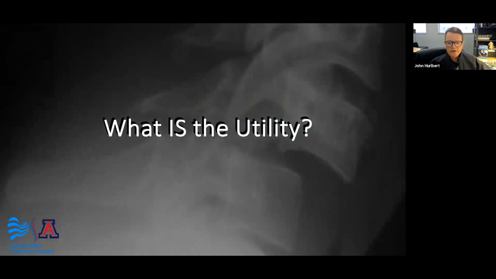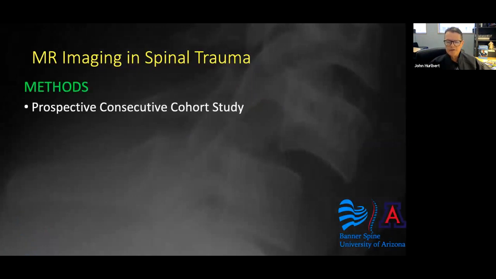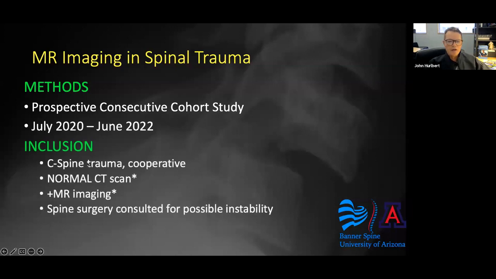Well, because of all of this smoke and mirrors, we tried to look at this from a different way here at the University of Arizona. We looked at a prospective consecutive cohort study. What that means is that these patients were entered as they came in a registry with a specific research hypothesis in mind. This was from July 2020 to June of 2022. The inclusion criteria were any patients with C-spine trauma who were cooperative and had a normal CT scan, then went on to have positive or abnormal MR imaging, and in which spine surgery, us, then got consulted because the patients were potentially unstable.